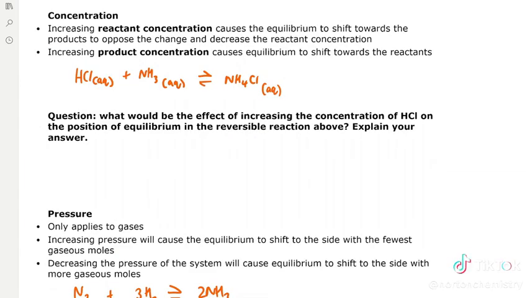Increasing the reactant concentration causes the equilibrium to shift towards the products to oppose the change and decrease the reactant concentration. And on the other hand, increasing product concentration causes the equilibrium to shift towards the reactants. So you have to think what opposes this change.